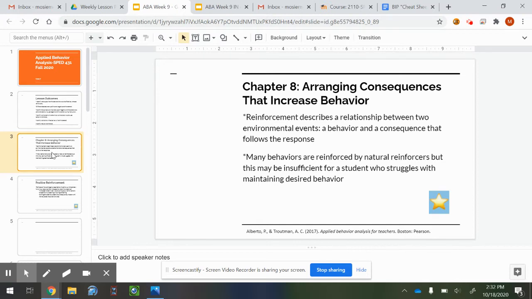Many behaviors are reinforced by natural reinforcers, but for some students who struggle with maintaining that desired behavior, this may be insufficient. So, for example, a student getting a good grade on a test may be a natural reinforcer for them to study and work hard. However, for students who grades say aren't important to, that type of natural reinforcer may not be enough for them. There's some great examples of different types of reinforcements in your text on page 186.